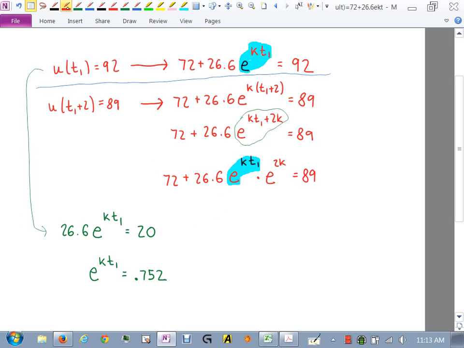So continuing, I'm going to put a dotted line here just to let you know I'm continuing this, but after I did this, right? Okay, so now this is 72 plus 26.6 times 0.752. I put it in parentheses. And then I still have e to the 2k equals 89. Agreed?